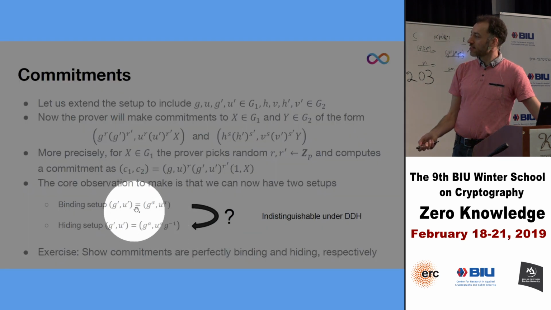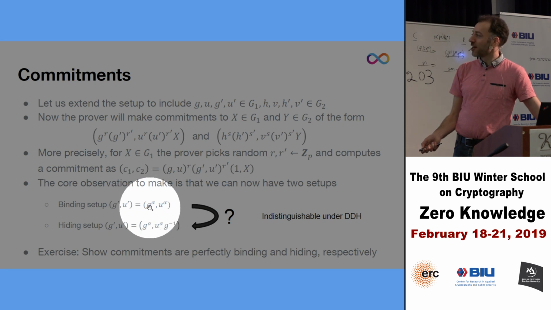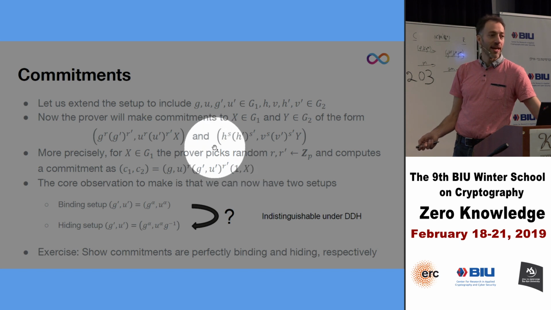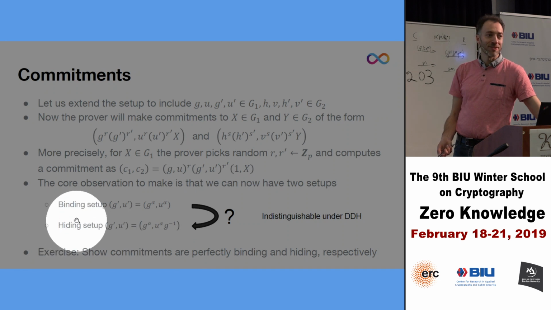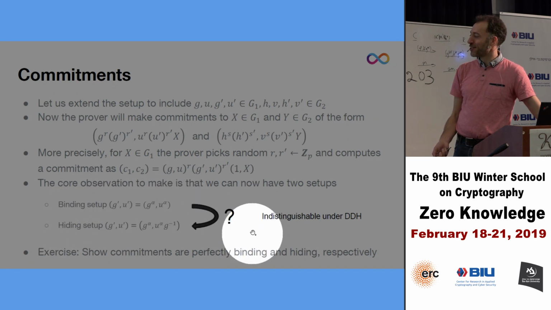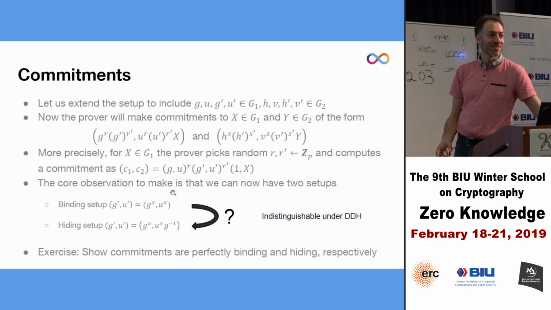But in the hiding setup, we're sort of breaking linearity in the setup. This is not just GU raised to something, but there's actually this nonlinear thing here. And it turns out in that case the commitment is hiding, and it perfectly hides what is the committed X. So I'll make that an exercise. Let's take 10 minutes and try to figure out why these commitments are perfectly binding and hiding on these 2 different setups.